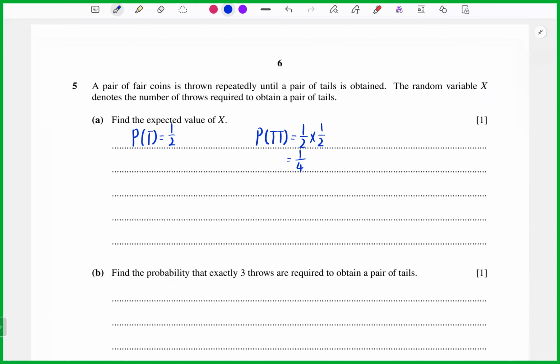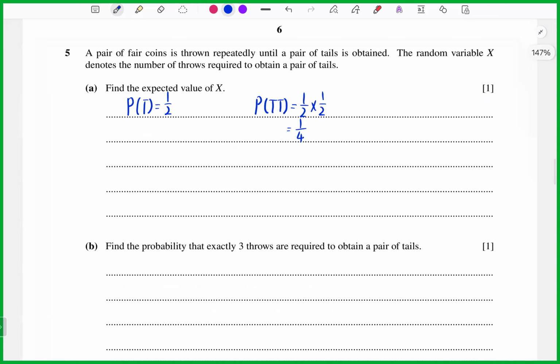Now we try thinking back. What is the expectation for this case? Actually for this case, I think you already see the keyword repeatedly, because this is a geometric distribution. So we know for geometric distribution, the formula is 1 over p. So you can take 1 over 1 over 4 equals 4. So this is your answer.